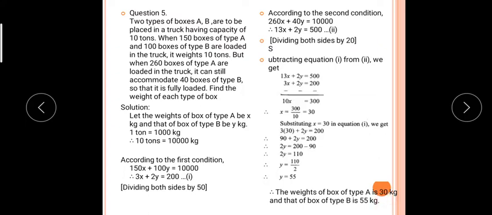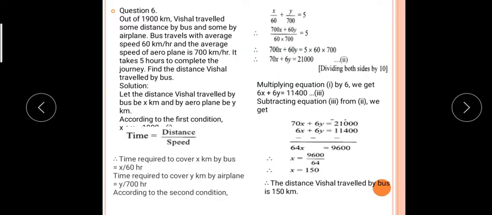Understand? Now, the last question of this practice I am going to explain to you. Out of 1900 km, we shall travel some distance by bus and some distance by airplane. Bus travels with an average speed of 60 km per hour and the average speed of the aeroplane is 700 km per hour. It takes 5 hours to complete the journey. Find the distance traveled by Vishal.